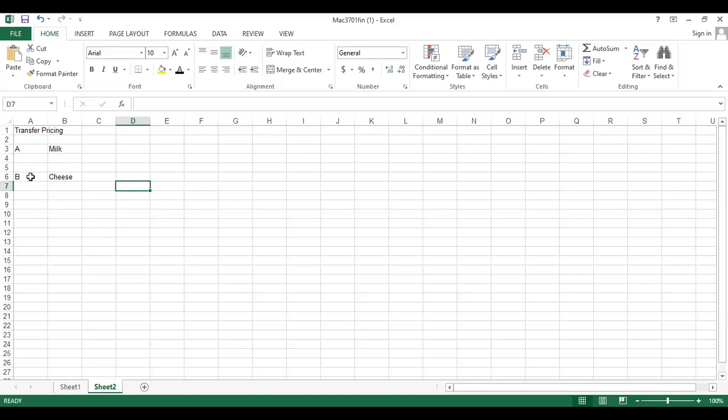One of the inputs in our measurement methods for the performance of a division would of course be the profit of the division. And you know that in order to calculate the profit, you have to get the selling price and multiply it by the number of units to get the revenue that the division is making. So if division A is going to be transferring milk to division B, it's important what price they transfer that milk at, right?